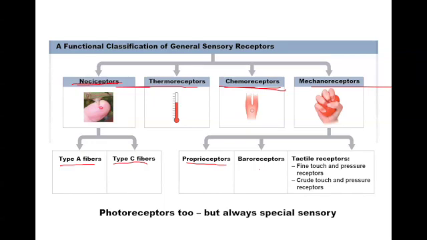Another type is a baroreceptor. Okay, baroreceptors are going to detect the stretch in the walls of blood vessels. Okay, also in portions of the digestive tract. Okay, and then the last type that we have here, tactile receptors. Okay, now these are going to provide the sensation of touch, pressure, and vibration. Okay, now these can be extremely, extremely sensitive, in which we would call them fine touch receptors, or they can be somewhat crude, or we would call them crude receptors.